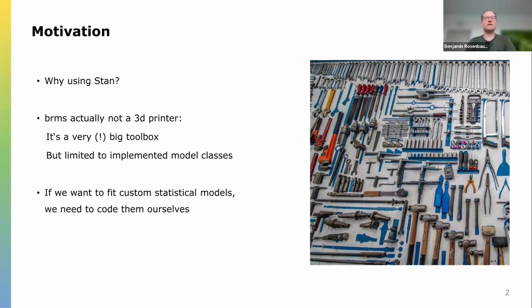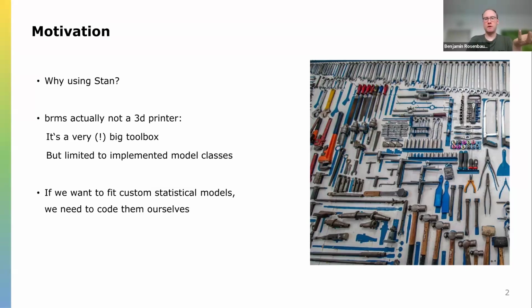I advertised Bayesian statistics as a 3D printer, which means it can build all kinds of models in a very flexible way. But I must admit, I wasn't 100% honest there, because sure, BRMS is a toolbox. It's not a 3D printer. It's close to one, but it's a very big toolbox. However, it is limited to the kinds of models that are available in BRMS.